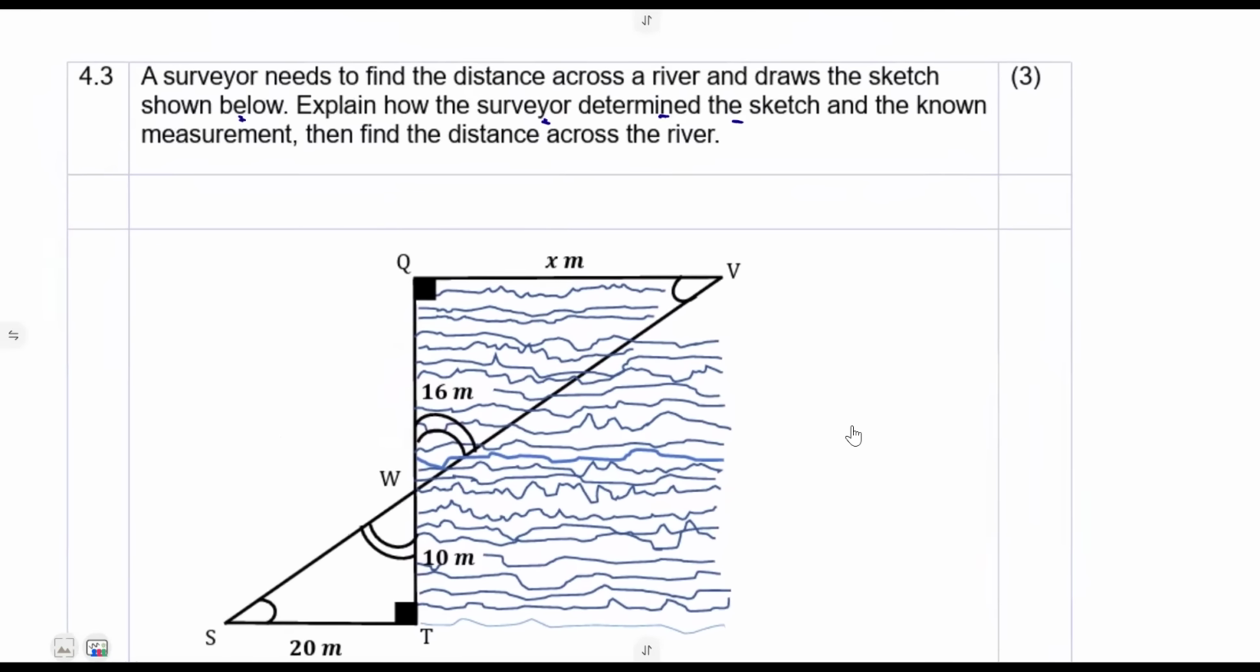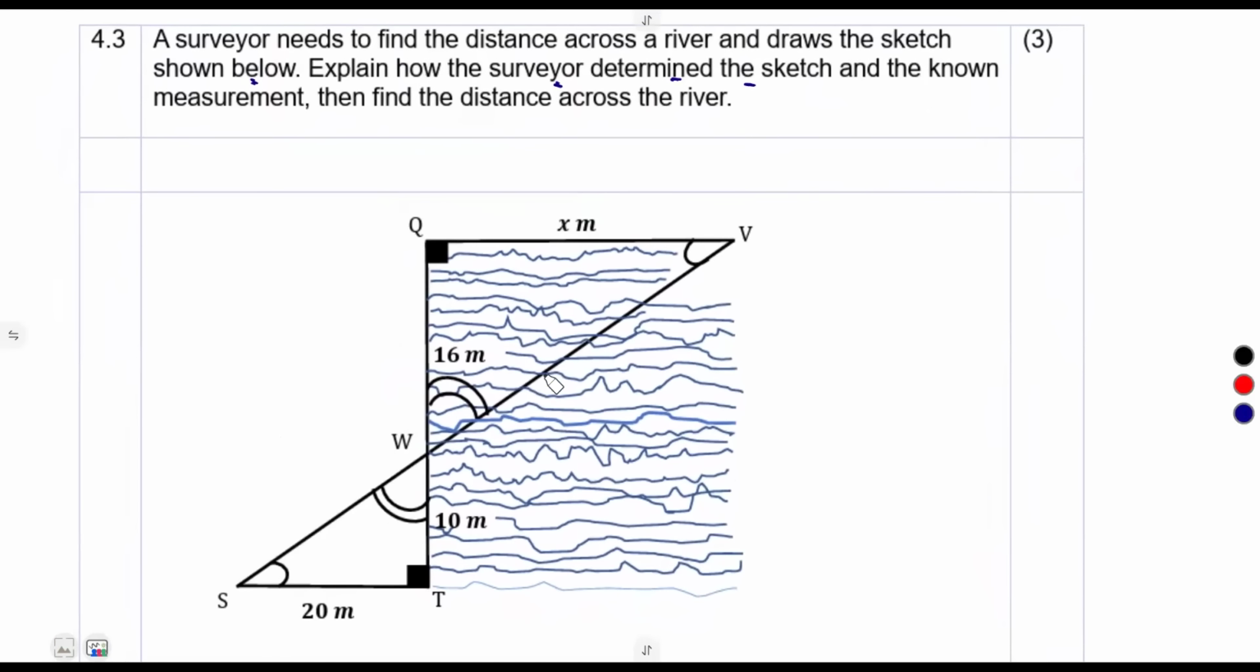So the distance across the river, because this is our river here. There is a distance across the river. According to this, we're going to find X, the unknown value. So you have to find that X, which is unknown there. There is 16 meters, it's the height going up, guys. That is our 16 meters. Then we have the 10 meters going down like this.